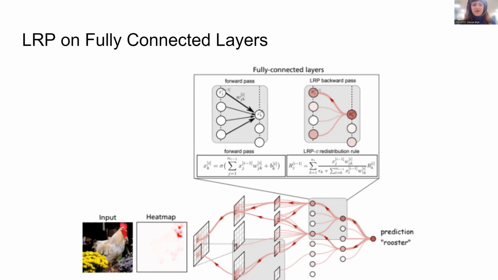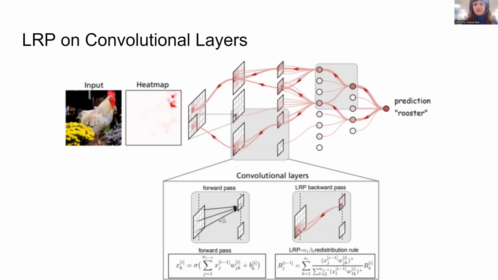The LRP method redistributes the relevance values proportionately to the contribution of neurons in the forward pass. And we can see that different formulas for redistribution rules are used for fully connected layers and for convolutional layers. And I will later explain what techniques are used for different layers and why.